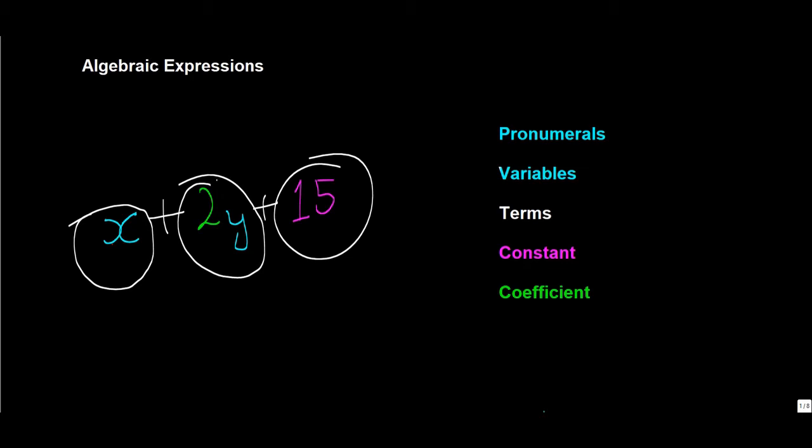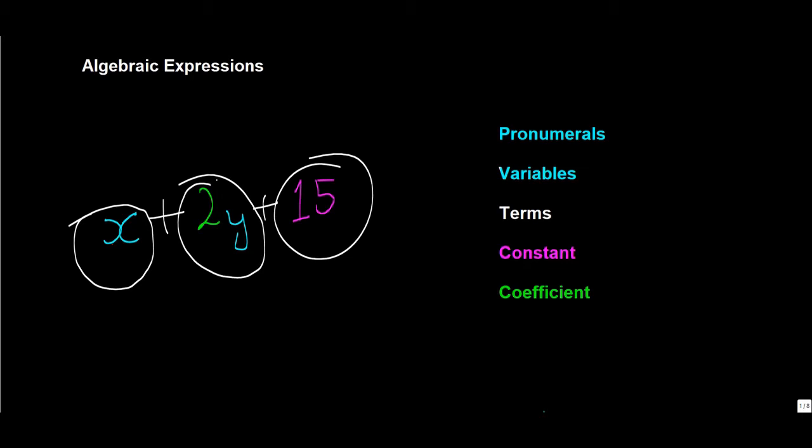As you can see on the screen, there's an algebraic expression. This x plus 2y plus 15 is called an algebraic expression. Now, some key definitions we'll go through first. The x and the y, which are highlighted in blue, are called pronumerals, as you can see on the right, and variables. They're both the same thing.